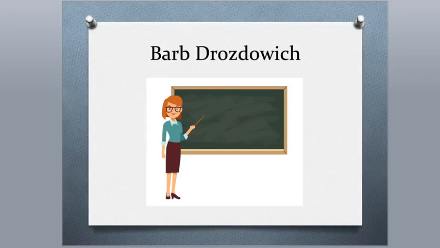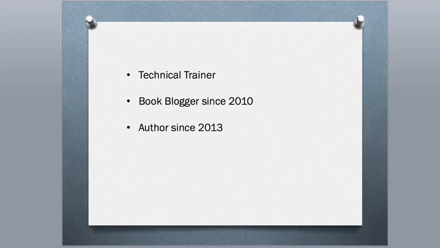My name is Barb Drozdowich, and as the picture indicates, I see myself as a teacher. In addition to being a teacher, I'm also a technical trainer. I've been a book blogger since 2010, and my first book was published in 2013. So I have somewhat of a unique view of the publishing world. When I'm wearing my technical trainer hat, I see the publishing world as a series of various technologies that I actually do understand and can break down.